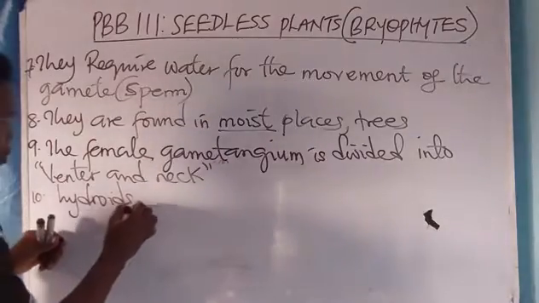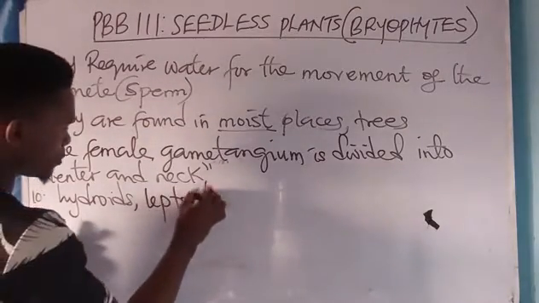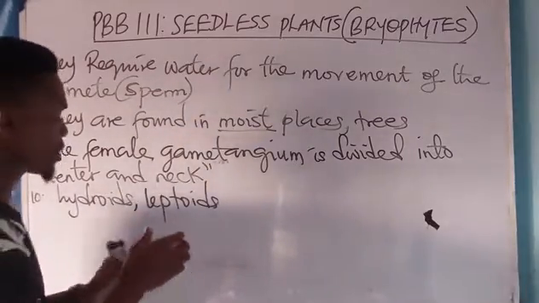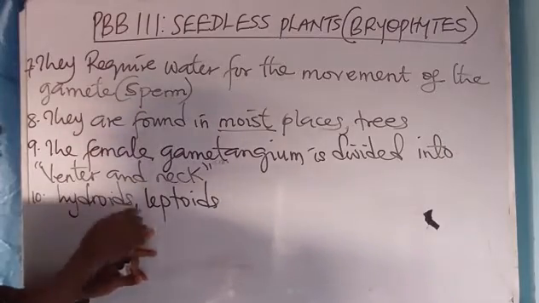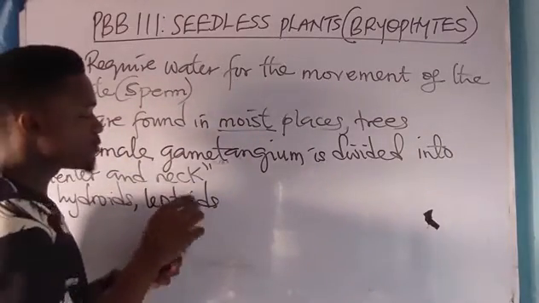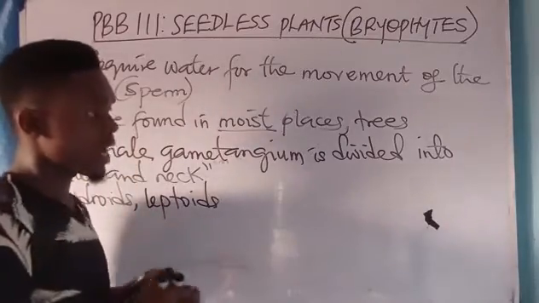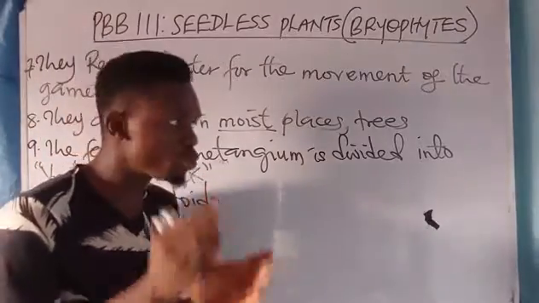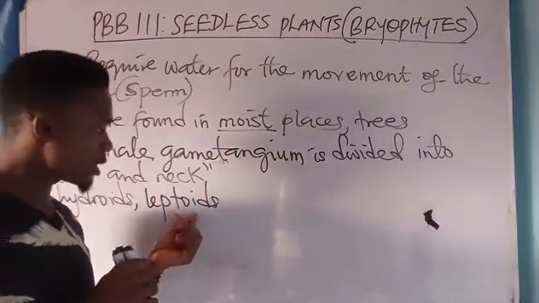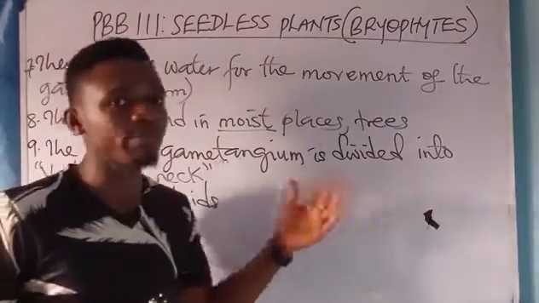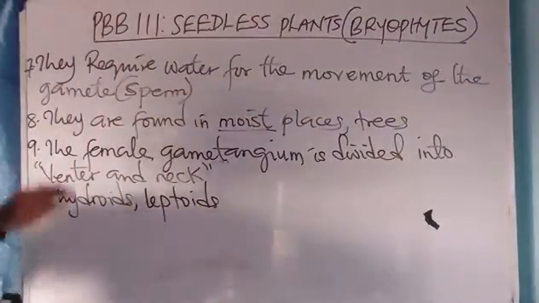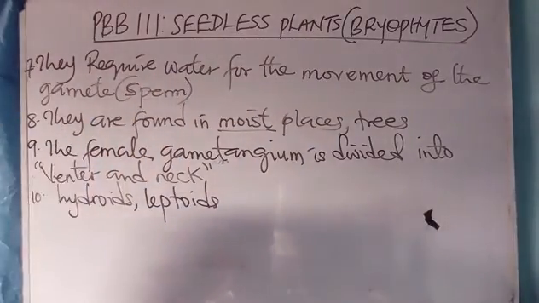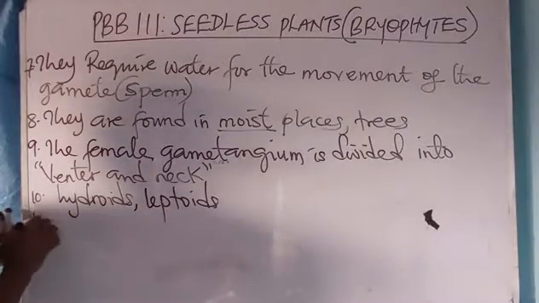They also possess what is called leptoid. Leptoids are food conducting tissues. They are found surrounding these hydroids, which means that leptoids perform the function of phloem in higher plants. Phloem is responsible for the movement of manufactured food through translocation. Take note of that. So these are the features of the bryophyte, and of course the bryophytes are actually haploid.